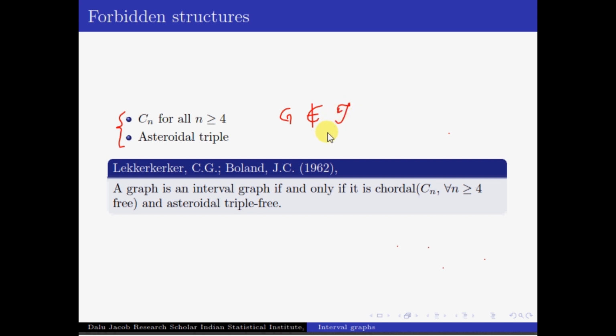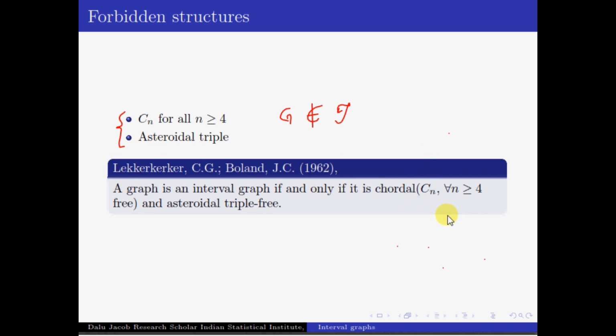But the sufficient condition is also important. If you look at the original paper of Lekkerkerker and Boland in 1962, you can see that the proof of the sufficient condition is very complicated and lengthy, so it requires more involved proofs. I'm not going to prove the sufficient condition right now, so we can conclude the characterization here by stating this theorem.